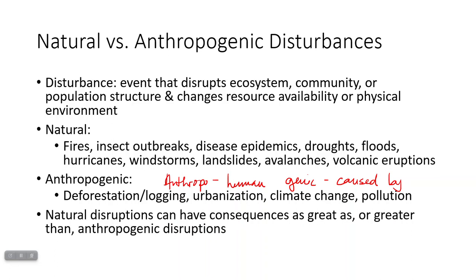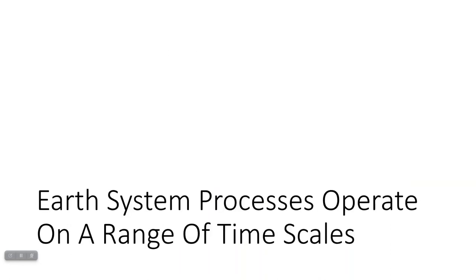And then just to point out, natural disruptions have happened throughout the history of life, throughout the history of this planet. They can have consequences just as drastic, if not more severe, than those that are caused by humans. Disruption, change, these are just elements of existence on Earth. So let's talk about some of these processes that can have effects like these natural disturbances. And these happen on a variety of timescales.